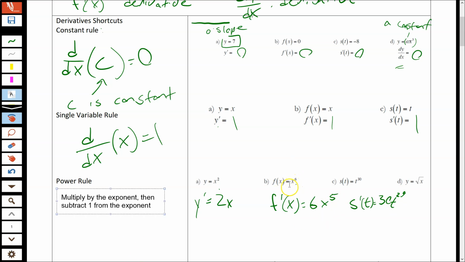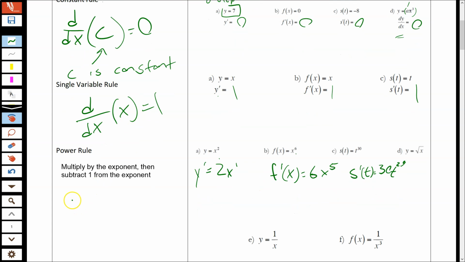So what we're doing is we're multiplying by the exponent, and then we're subtracting 1 from that exponent, right? And obviously 2 minus 1 here is 1. So that's the power rule. The way I'm going to write this down in a general way, the derivative with respect to x of x to the n, so n is my power, equals n, so we multiply times the power, times x to the n minus 1. And this works even for fractions. So that's how we're going to do letter D here.